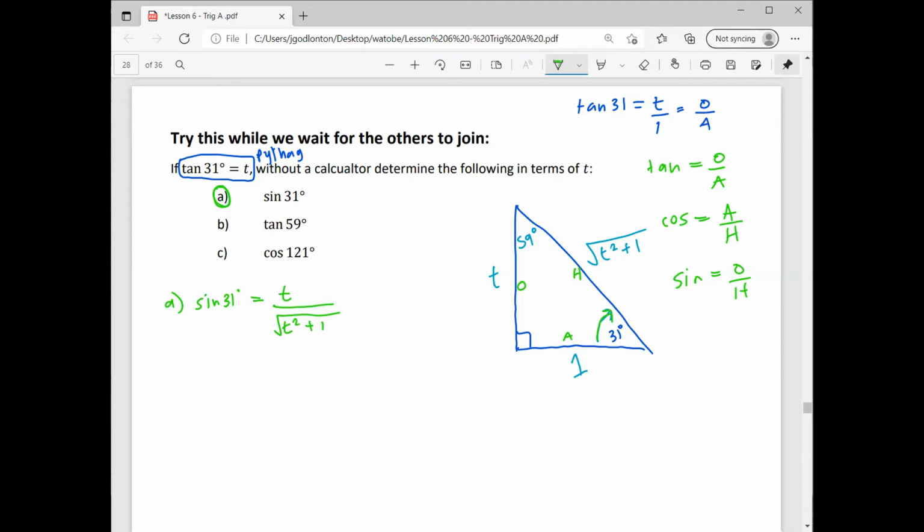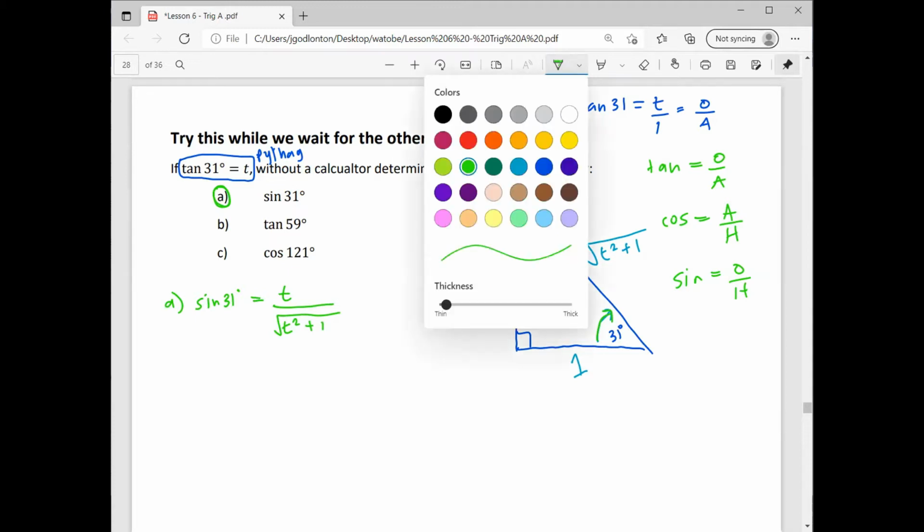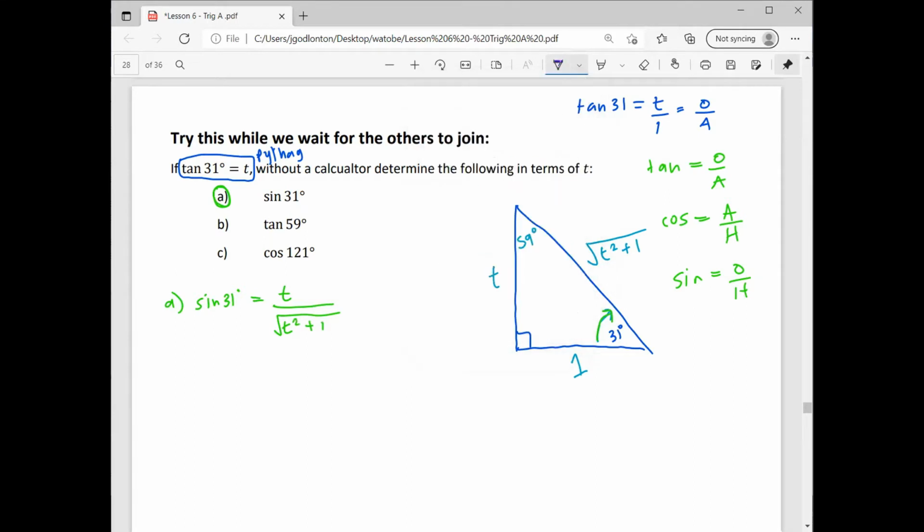Okay, so now I've helped you with that one. Think about now what the 59 would be if we're working over here. So I'm looking at this angle up here. This would be my opposite, this would be my adjacent, and that would be my hypotenuse. So now try and find tan 59 for me.